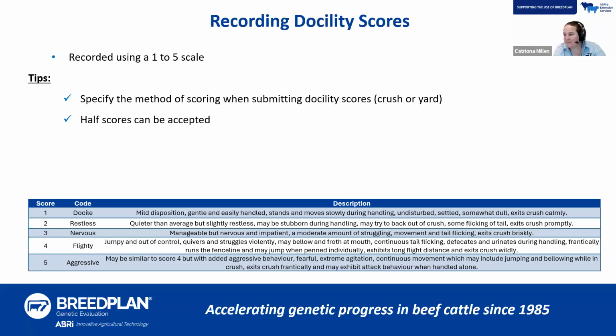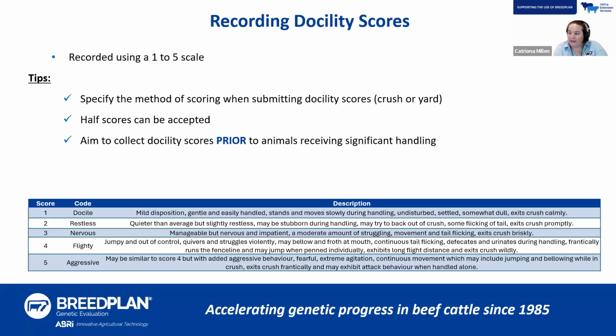And that's particularly useful because we do need variation in this trait to be able to analyse it. Like all traits, we're looking for the variation that exists between animals. So having those half scores is a good opportunity to differentiate animals that are particularly docile and those that are not quite docile but not quite restless, for example.